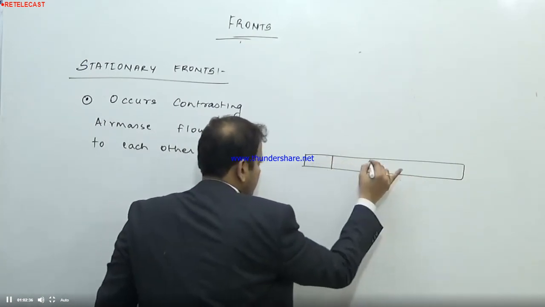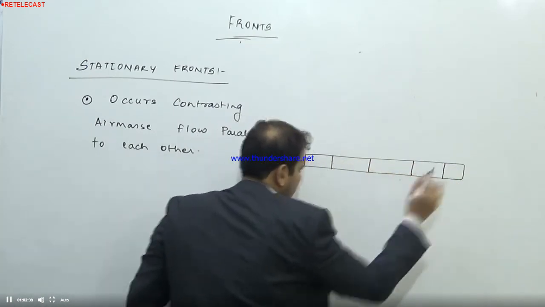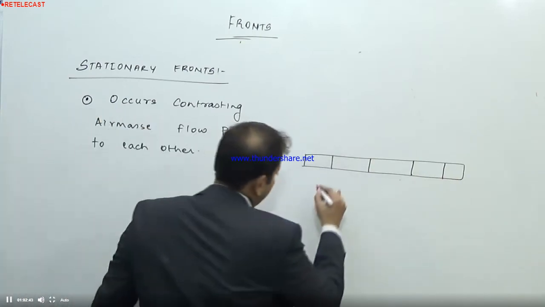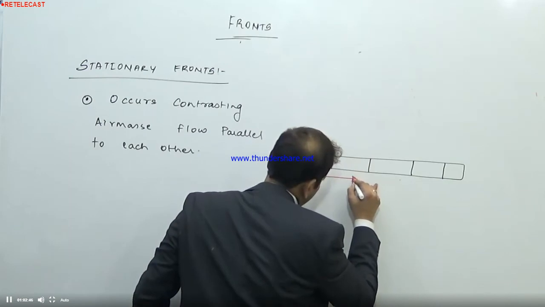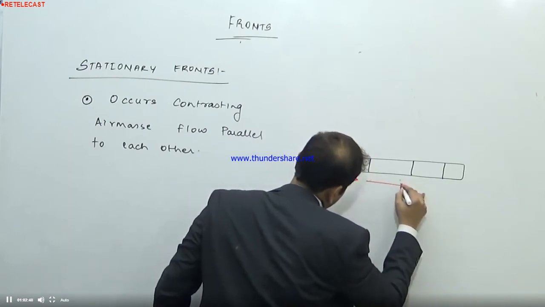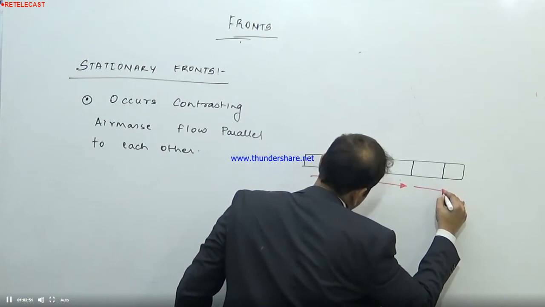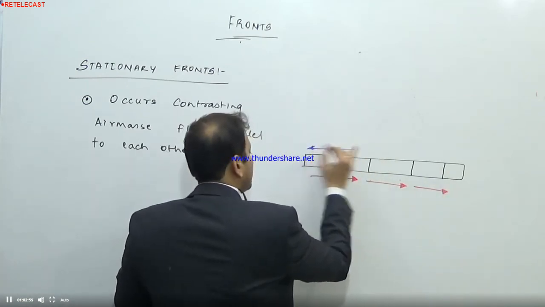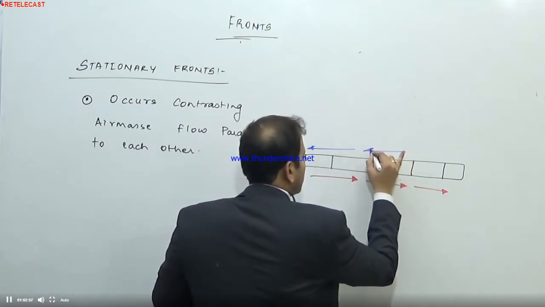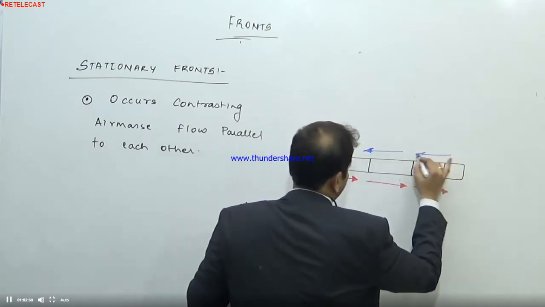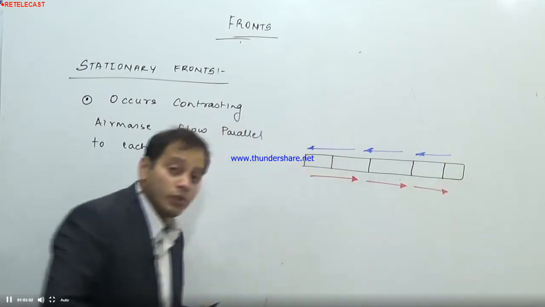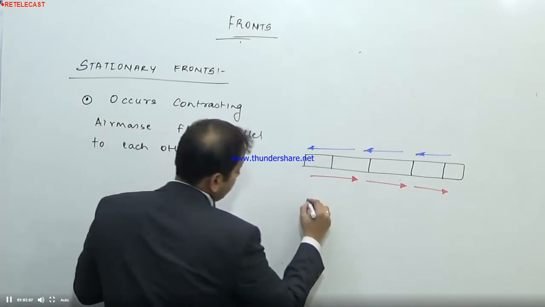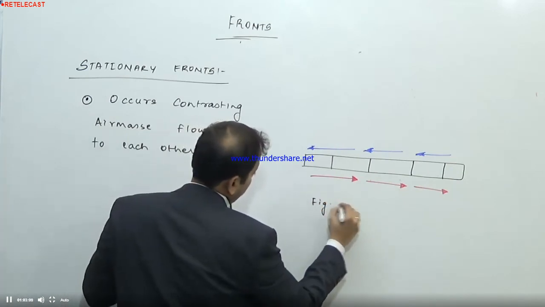If this is a ground surface, this is the diagram for the stationary front. The warm air will flow in this direction, and the cold air will flow in the opposite direction. So they are two contrasting but converging air masses, but maybe due to the shifting of the wind belt or due to some local phenomena, instead of converging, they are flowing parallel to each other. So this is the diagram for a stationary front.